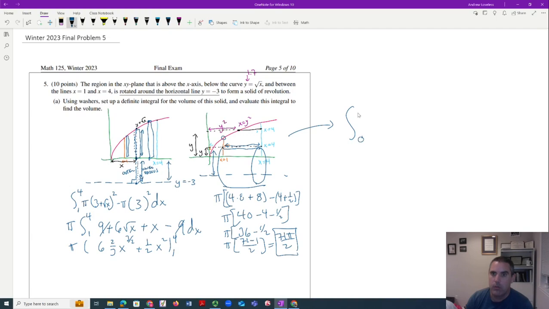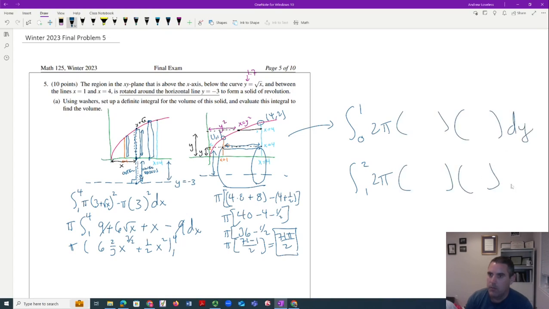So from 0 to 1, one thing happens, and then from 1 to 2, another thing happens. How do I know it's 2? We already had this up here a moment ago, but I plugged into my function. This is 4, 2. This is 1, 1. So the pattern changes there. And then it's going to be 2 pi times the radius times the height, dy. And we're going to add those together.